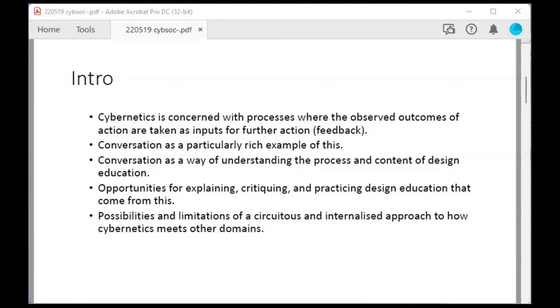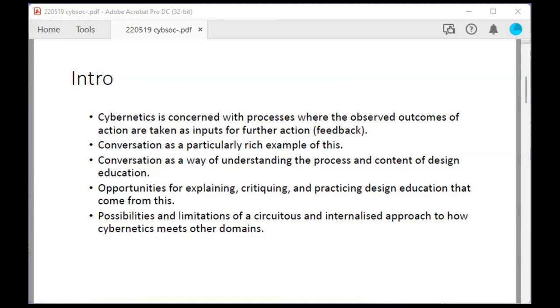Conversation has a deep resonance with both design and with education. And this means that it can be an understanding of both the process and the content. So as a design educator, the processes of teaching and learning are conversational, and the content that's being taught and learned, how to design and how to design things that are engaged with, is kind of all about conversation as well.